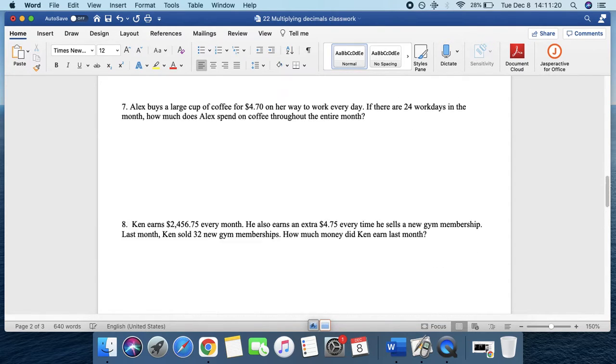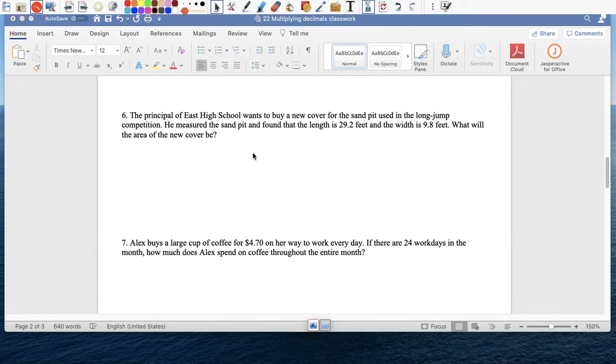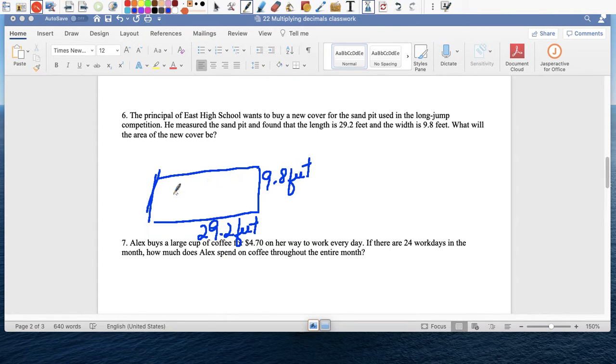Okay. Number 6. What is this? The high school wants to buy a new cover for the sand pit. Okay, so again, there's a sand pit. It measures 29.9 feet here. And this one measures 9.8 feet. ¿Cuánto mide la área? How much is the area? So again, you multiply. I think you got the theme here, which is multiplication.